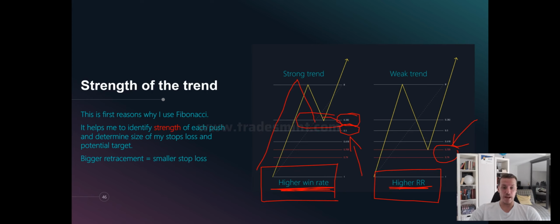So we still have a lot of, in this example, bulls playing the markets. And in this example, the push is very strong, but the retracement is strong as well. So we have a lot of bears sitting in the markets at that current moment as well. Once again, bigger retracement, smaller stop loss, higher risk to reward. Smaller retracement, bigger stop loss, lower risk to reward, but higher win rate. It all depends on you.